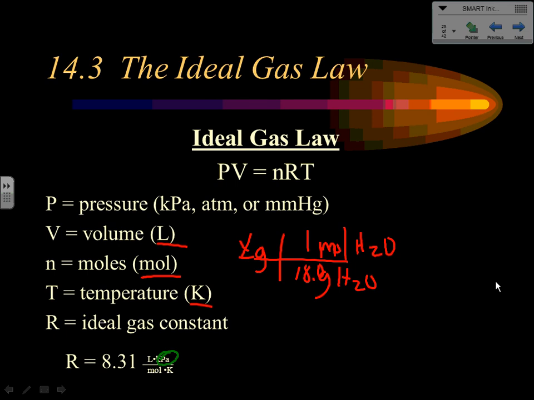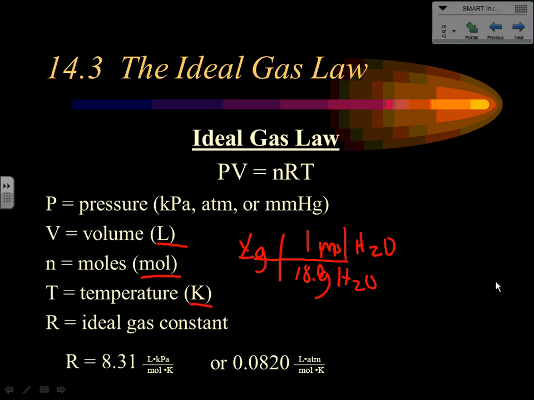If we're not in kilopascals, we either have to change to kilopascals, which is a pain, or use a different value for R. So if we're not in kilopascals, then we don't use 8.31. We're going to use a different value for the ideal gas constant. If we're in atmospheres, we would use 0.0820. This is another value for R, but with a different pressure unit, and these two actually equal each other. 8.31 liter kilopascals over mole Kelvin does equal 0.0820 liter atmospheres over mole Kelvin.